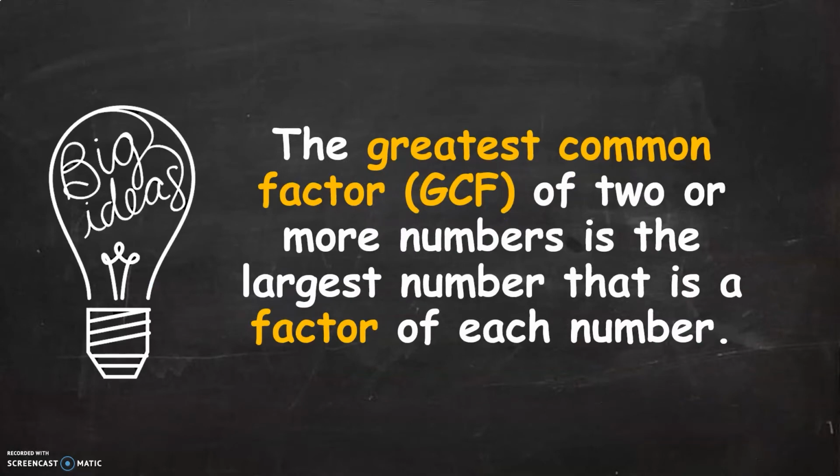When you say greatest common factor or GCF of two or more numbers, it means the largest number that is a factor of each number. Or in other words, it is the largest factor that is common to both numbers.